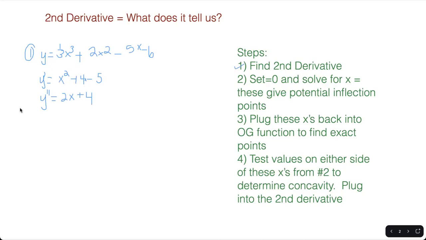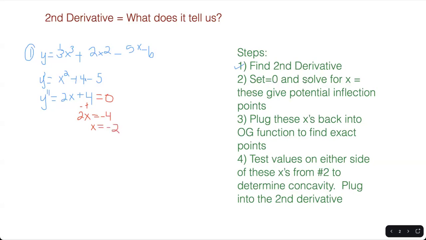All right, the next step is to set it equal to 0 and solve for x. So I'm just going to set this equal to 0. I'm going to do this in my head, but I'm going to subtract 4 on both sides. So that'll give me 2x equals -4. Then I'll divide by 2, and that'll give me x equals -2.